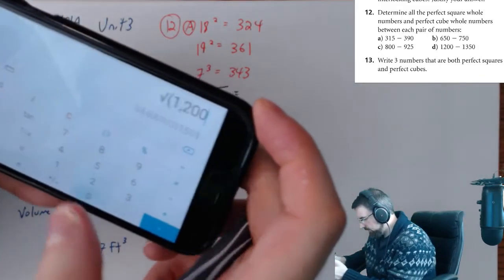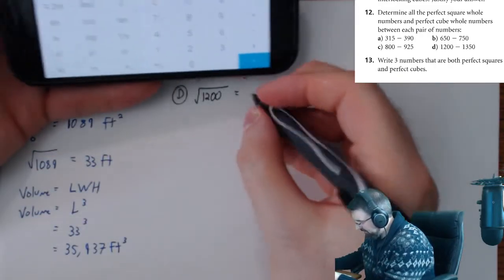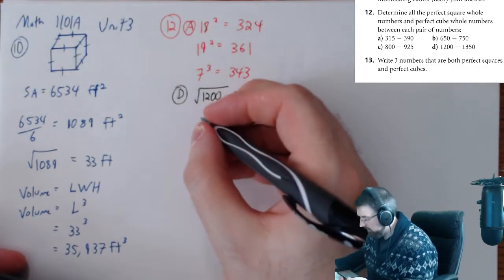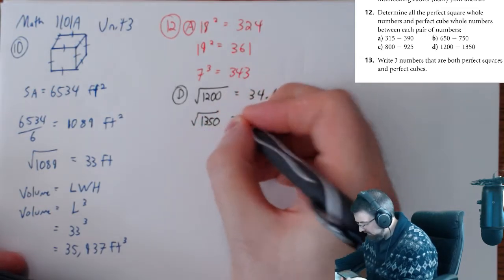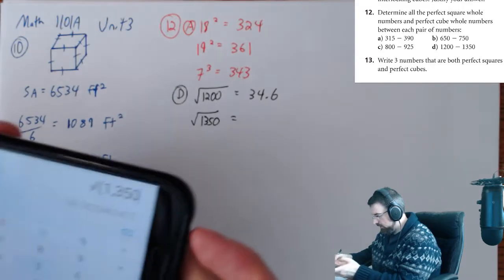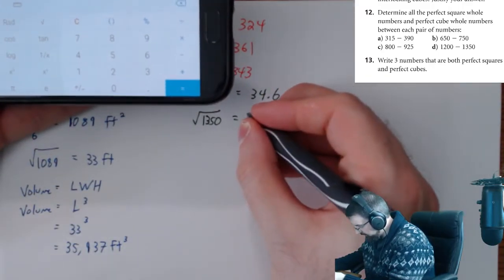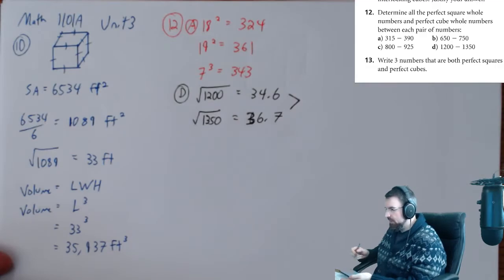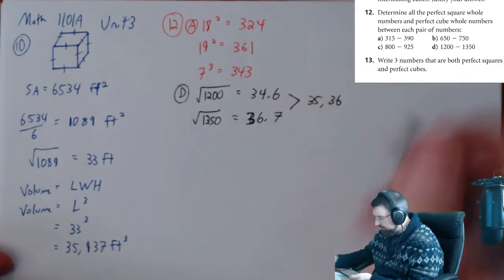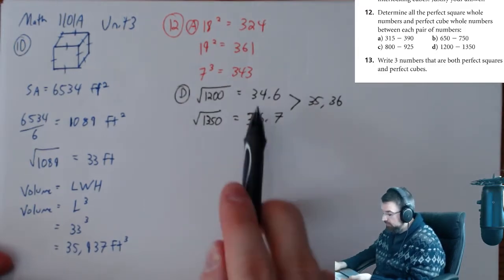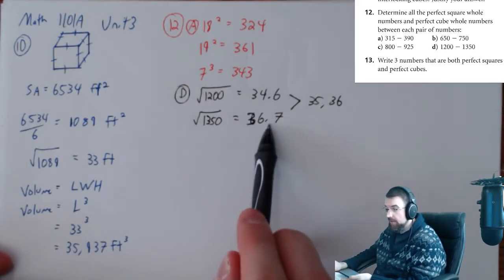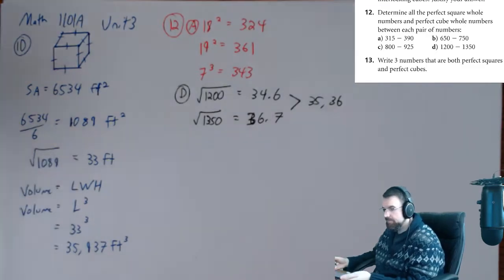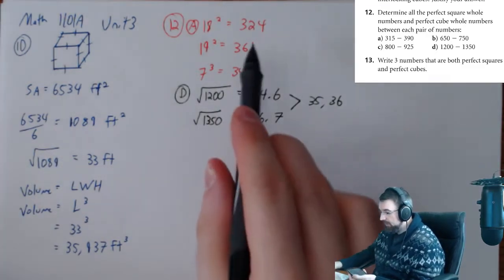So I'm going to actually show you two different ways of doing this. The square root of your lower bound is 34.6. And what's the square root of your upper bound, 1350? It's going to be 36.7. So we know that in between these, what whole numbers do we have? 35 and 36. Right, because we're only taking the whole numbers. So 34 is out because this is bigger than 34. 37 is out because this is less than 37. So it's only going to be the numbers 35 and 36. That's it. All right, that was considerably quicker than doing it this way.